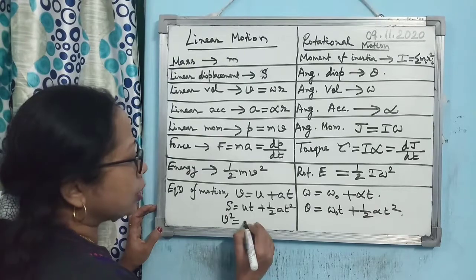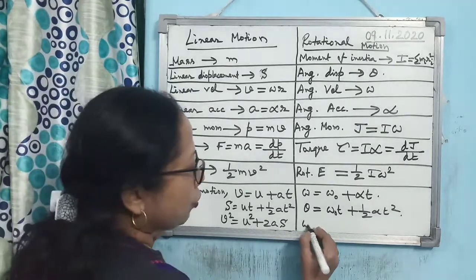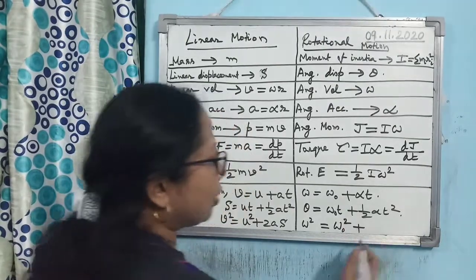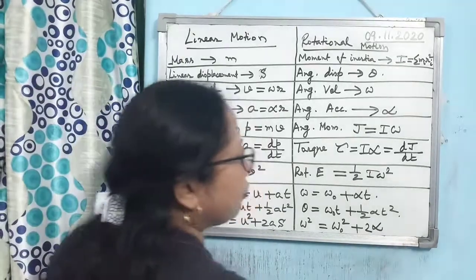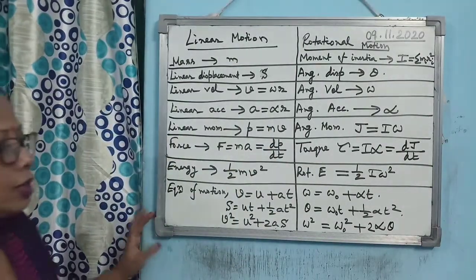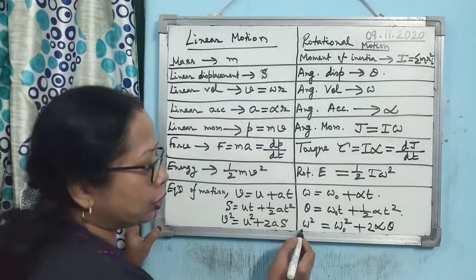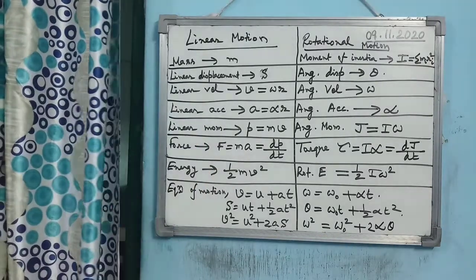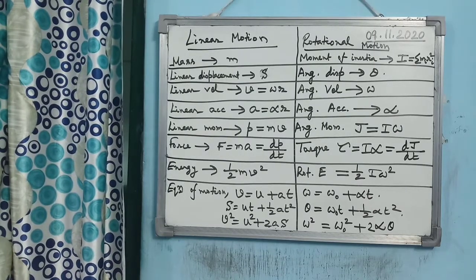Then what is the third equation of motion? v square is equal to u square plus 2as. So v is equivalent to omega, so it will be omega square. u is equivalent to omega naught, the initial angular velocity, so it will be omega naught square plus 2. Linear acceleration is equivalent to angular acceleration, linear displacement is equivalent to angular displacement theta. So v square is equal to u square plus 2as becomes, in rotational motion, omega square is equal to omega naught square plus 2 alpha into theta. Alright. So these are the relations between the linear motion and rotational motion.